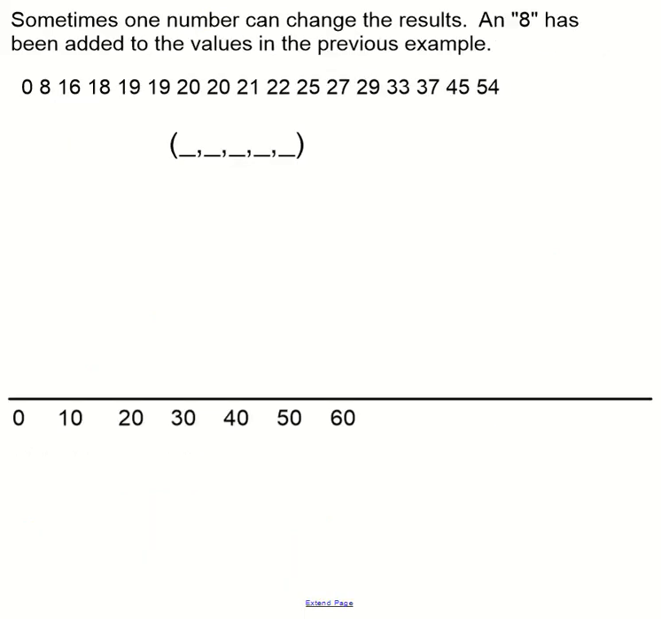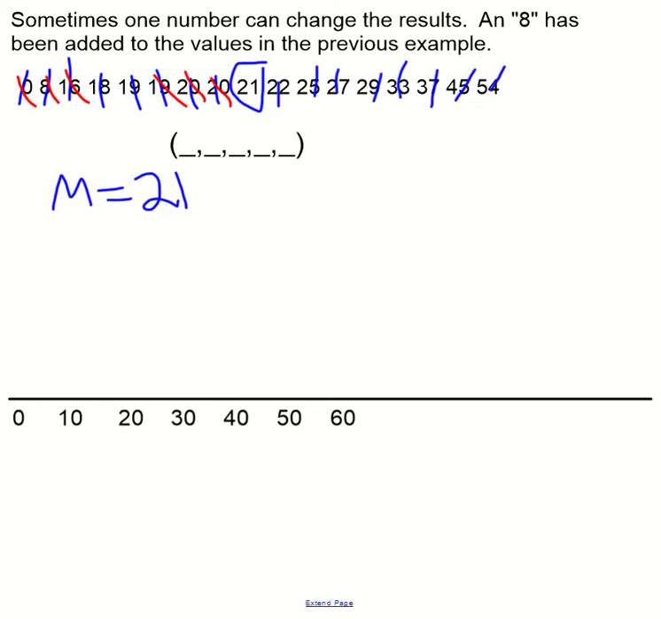Sometimes adding one number can change the results. So I added an 8 to the previous example. Now we've got a new number, so we need to find the median again. Really, it should just shift the median over by 1. Okay, our median is 21. Now let's find our quartiles. This one is going to be the average of 18 and 19 for our Q1, so it's going to be 18.5.